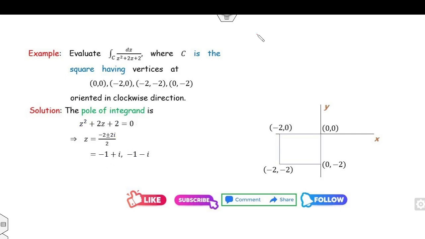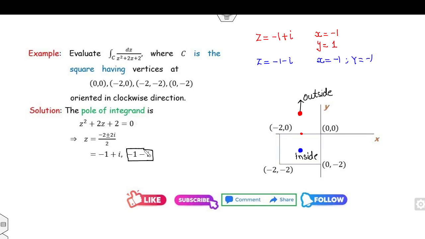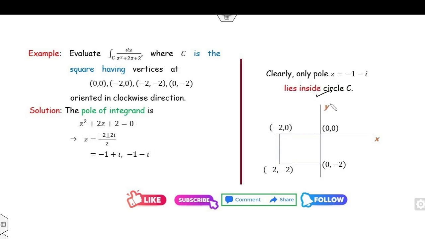So which point lies where? If you consider the first point, minus 1 plus iota, the real component is minus 1 and the imaginary is plus 1. Where does it lie? x is equal to minus 1, y is equal to plus 1. It lies here. Corresponding to the second point, z equal to minus 1 minus iota, x is minus 1, y is minus 1. Where does it lie? Minus 1 and minus 1. And clearly this point lies outside the region and this point lies inside the region. That means only this point lies inside the region.